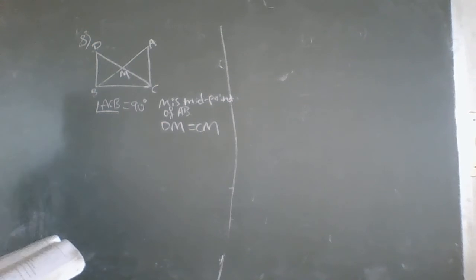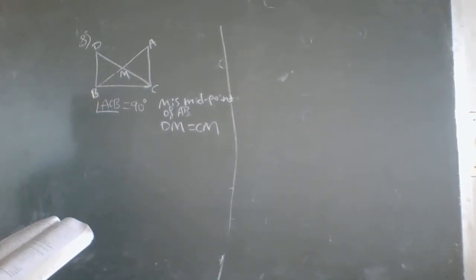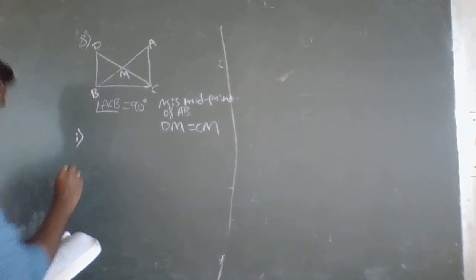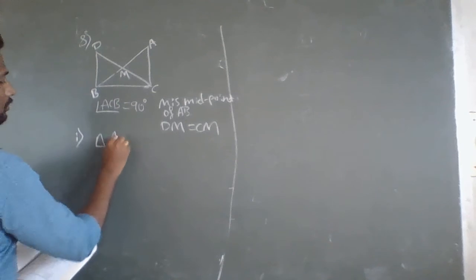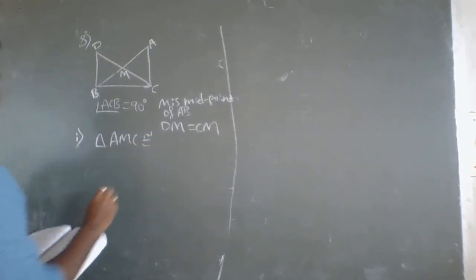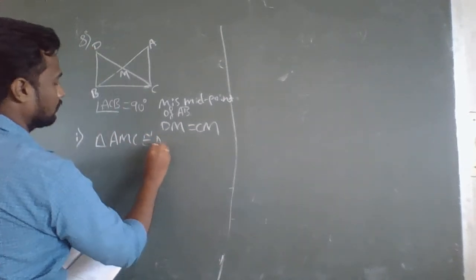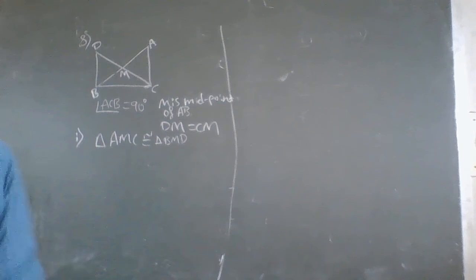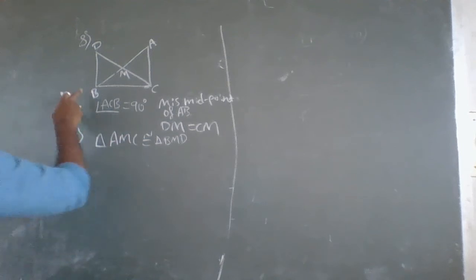Point D is joined to point B, as shown in the figure, and we have to prove first that triangle AMC is congruent to triangle BMD.